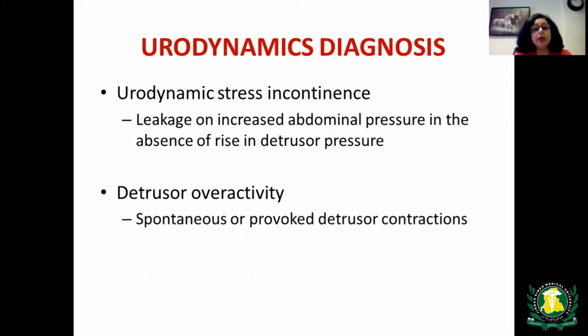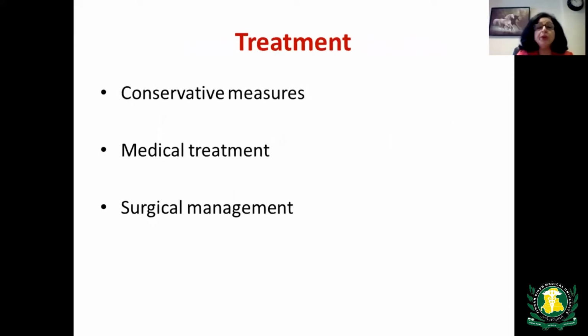With the diagnosis, how we make the final diagnosis is we call it urodynamically proven stress incontinence if there was leakage on increased intra-abdominal pressure in the absence of a rise in detrusor pressure. However, with overactive bladder, what you notice is there will be spontaneous or provoked detrusor contractions even with small volumes. So how do we treat?